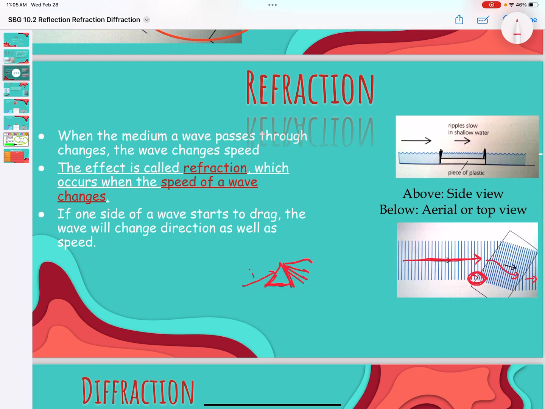So that's refraction, and you're going to see refraction anytime there's a change in the medium, or if you see a change in the direction of a wave, that is also coming from refraction.